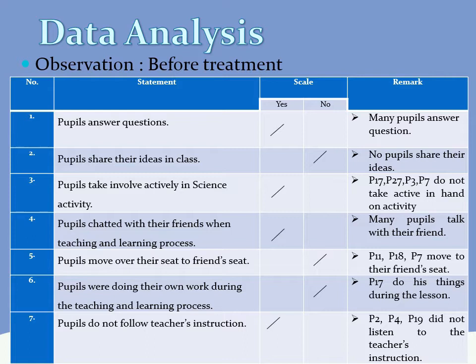Before the treatment, we found that many pupils answer questions, but no pupils share their ideas. Besides that, there are 4 pupils who are not active in hands-on activity. There are also many pupils who talk with their friends during the lesson. 3 pupils move to their friends' seats, and 1 pupil does his own things during the lessons. Lastly, we also found that 3 pupils did not listen to the teacher's instruction.